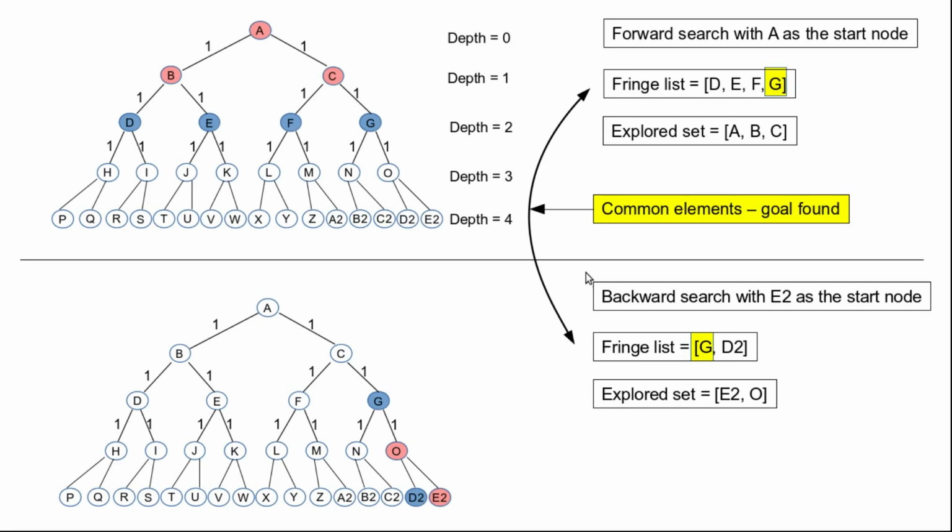And now when we perform the goal test, we will see that there is a common element between the two fringe lists, which is node Z. Since we find a common element in the fringe lists, it means the intersection of the two fringe lists is no longer a null set, and whenever we find a common element, it means that we have reached the goal.